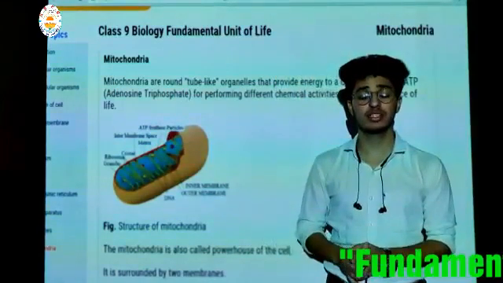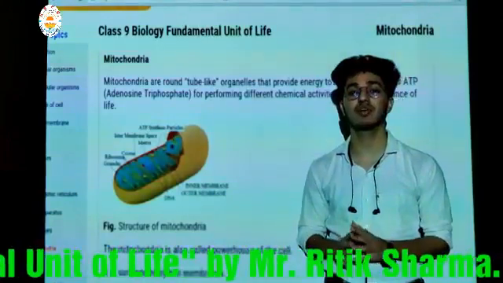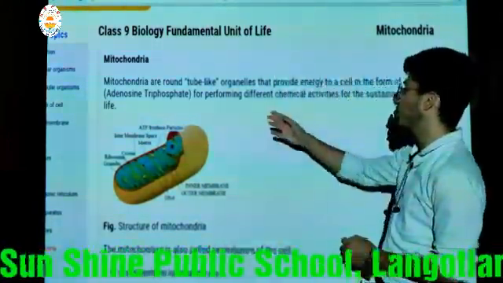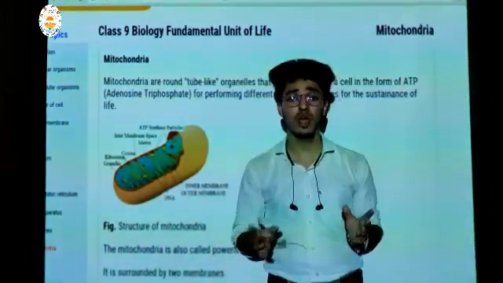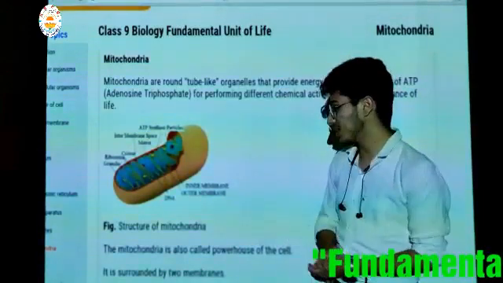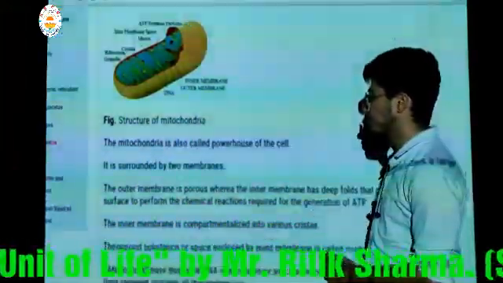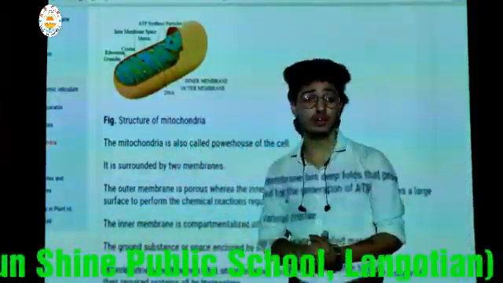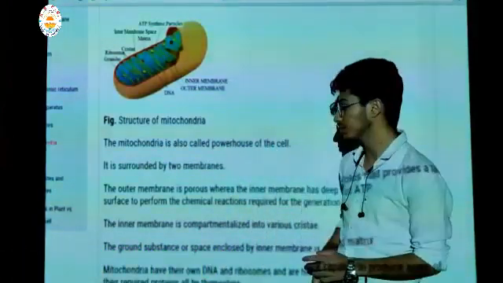So mitochondria is a tube-like cell organelle that provides energy to the cell in the form of ATP for performing different chemical activities for the sustenance of life. So mitochondria is the power of the cell. Mitochondria is also called the power of the cell. Why is mitochondria called the power of the cell? Because it provides energy to the cell.